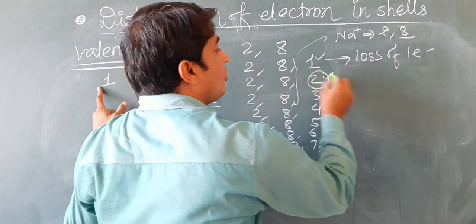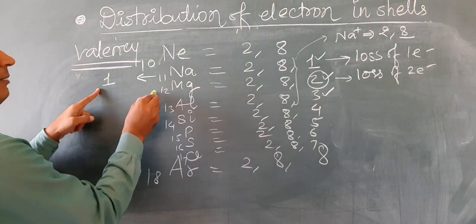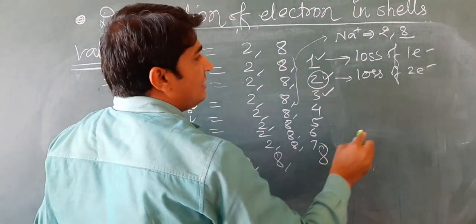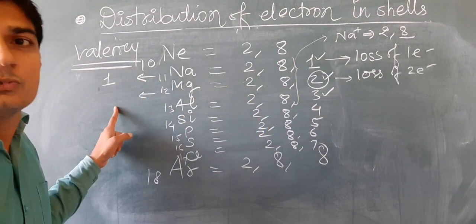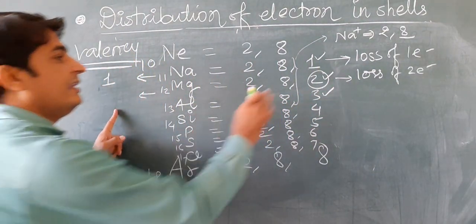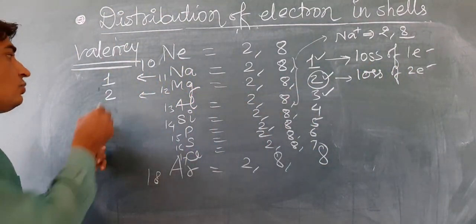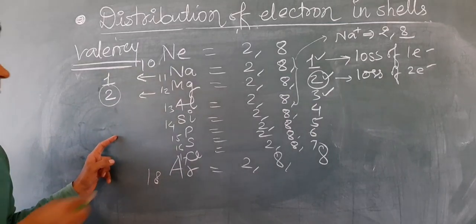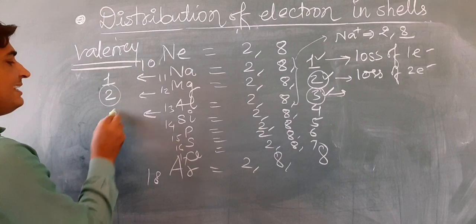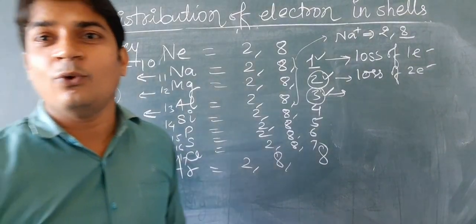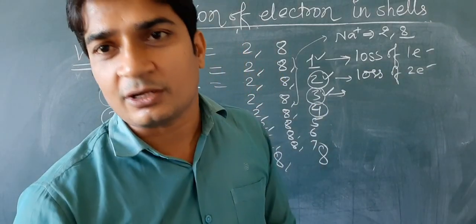Here 2 electrons are lost. Loss of 2 electrons completes the octet. These 2 electrons are lost to form magnesium 2+. So if it is losing 2 electrons, then the octet is complete. These 2 electrons which are lost are known as the valency of this element. In the same way, aluminium loses 3 electrons, so valency is 3.